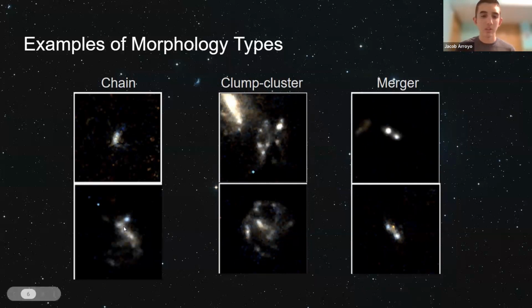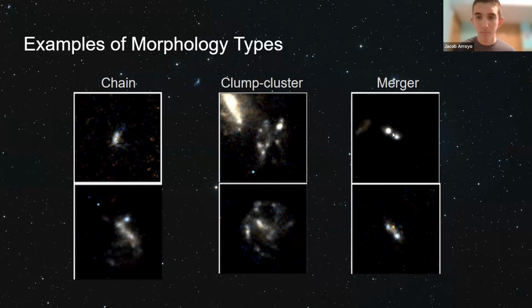So chain galaxies here. This one on the bottom is a really good example. That's where you have several different clumps of stars, all kind of in a row, in a line, making sort of a chain. Then there's clump clusters, which is where you have several clumps, not in a row. They're just kind of scattered here and there, but they're still physically near each other, or at least appear to be. The two examples of those are here.